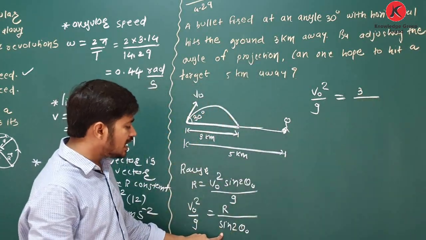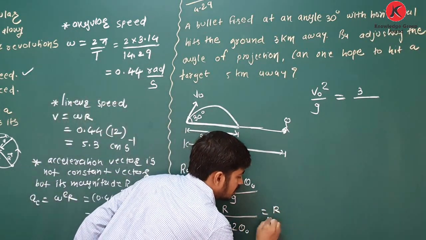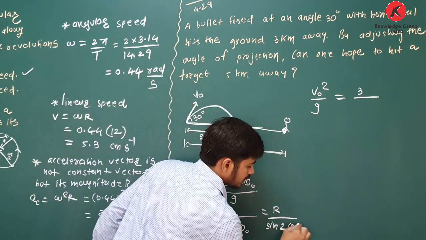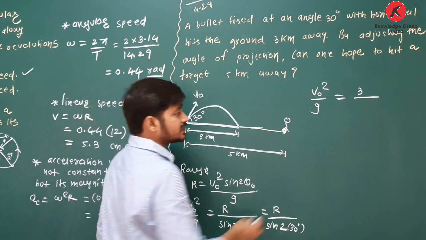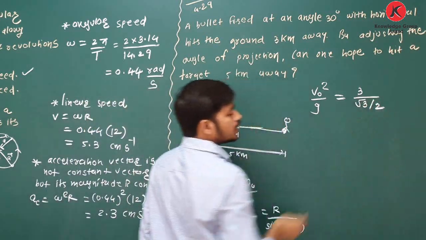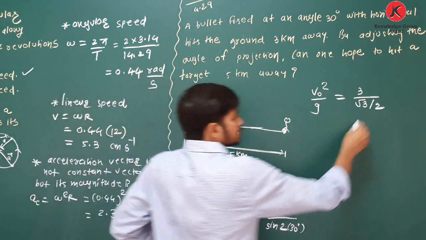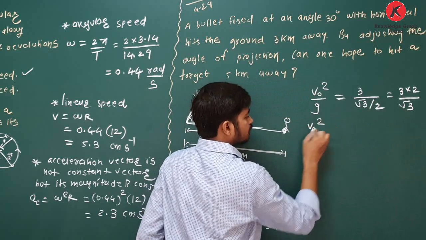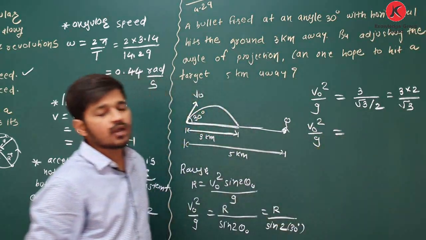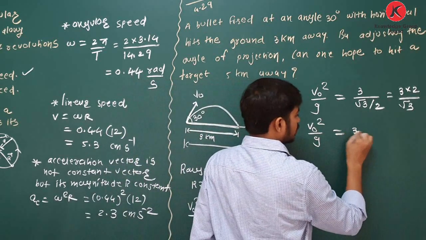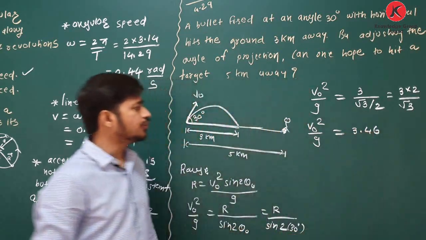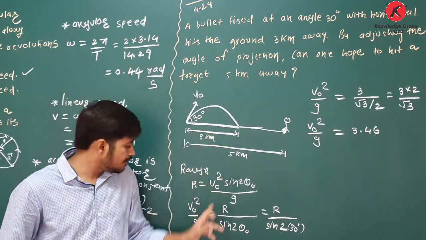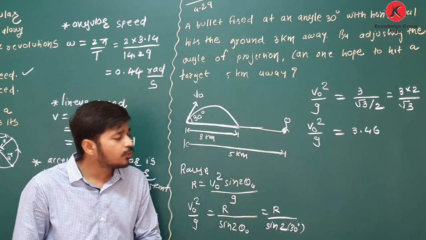Sine 2 theta 0, theta 0 means 30 degree. And 2 into 30 is 60. What is the value of sine 60? It is root 3 by 2. So you can write this as 3 into 2 divided by root 3. If you simplify this, 6 divided by 1.73, you will get 3.46. Clear? Use the equation of R for this data. You will get v0 square upon g as 3.46.